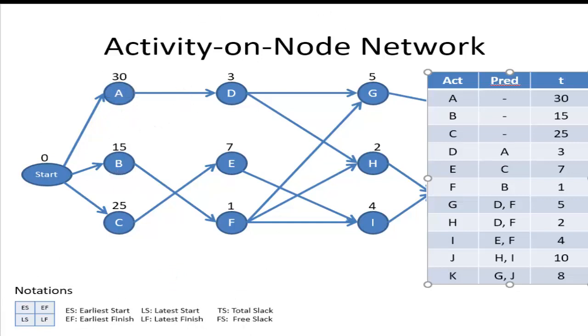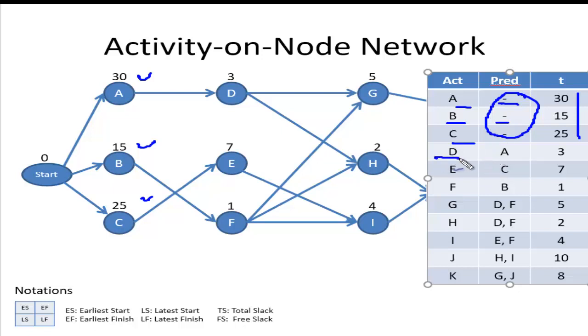How we are drawing the diagram is very simple. We have here A and B and C. They don't have any predecessors, so they can start from the start. So we have A, then B and C, and the durations 30, 15, and 25 I put on the node. That's called an activity on node network. So 30, 15, and 25.